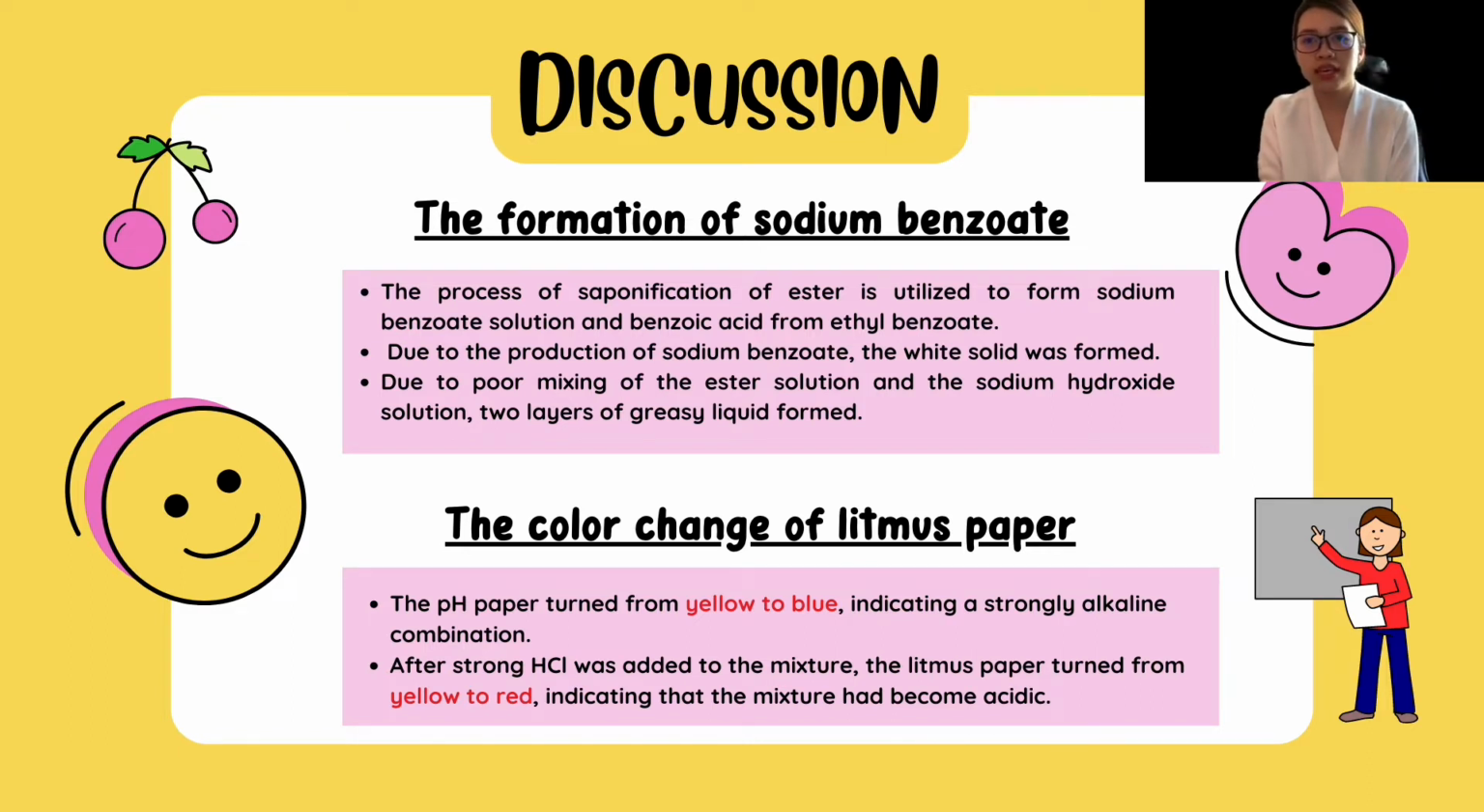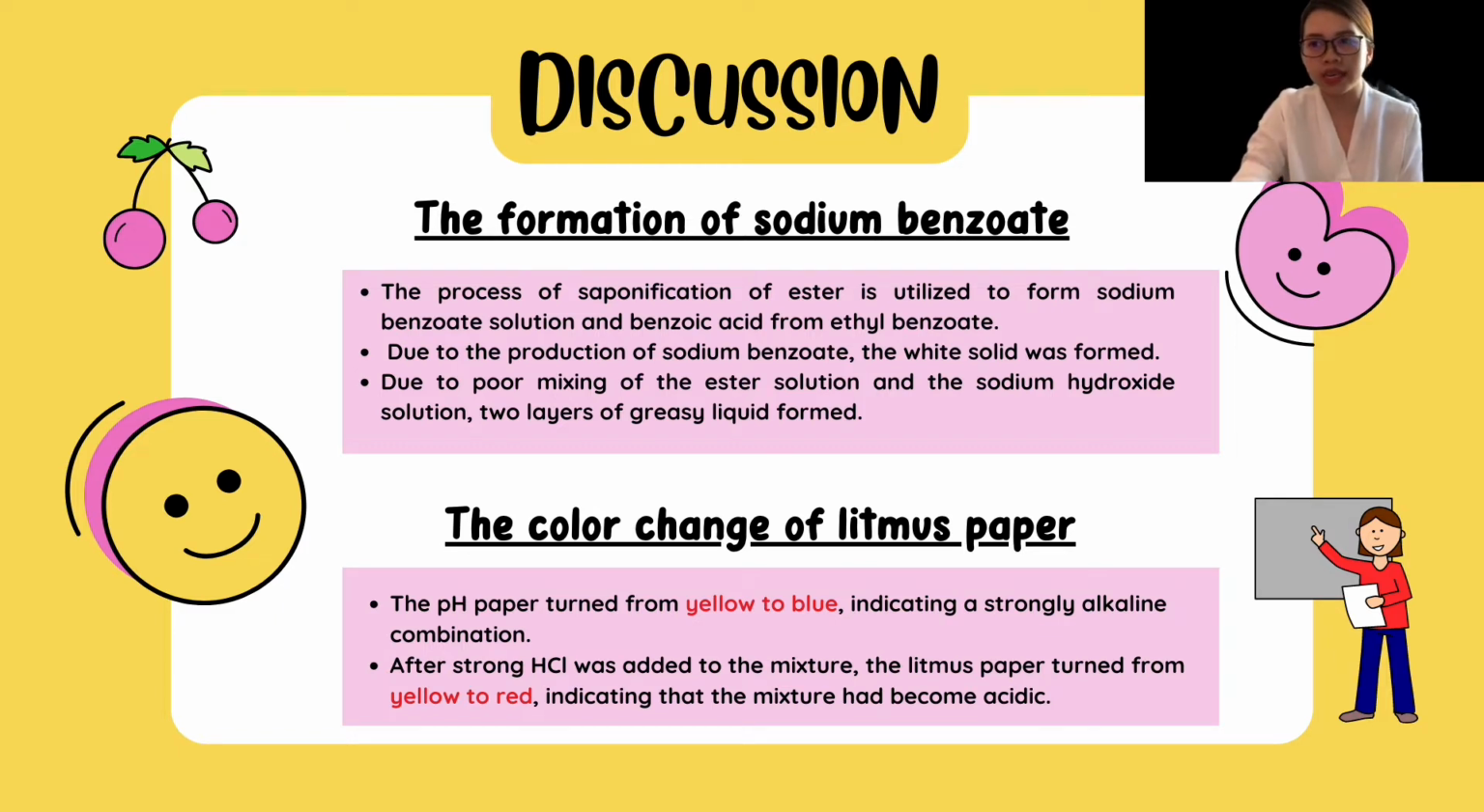The first one is the formation of sodium benzoate. The process of saponification of an ester is utilized to form sodium benzoate solution and benzoic acid from ethyl benzoate. The white solid was formed due to the production of sodium benzoate. Also, 2 layers of greasy liquid were formed. It is because of poor mixing of the ester solution and the sodium hydroxide solution.